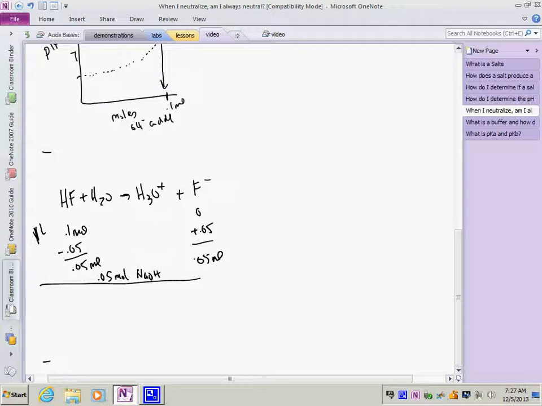Now I took the half equivalency point. It doesn't matter where you take. Whatever you add to this thing, you just have to subtract and add. At this point, I would divide by my new volume if I had a new volume. In this case, it's 1 liter. I still have some of my acid. I still have some of my base. By definition, anytime you have an acid and its conjugate base present in the same solution, you are a buffer.